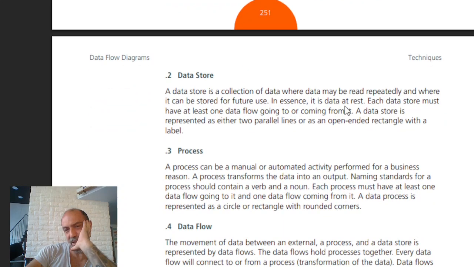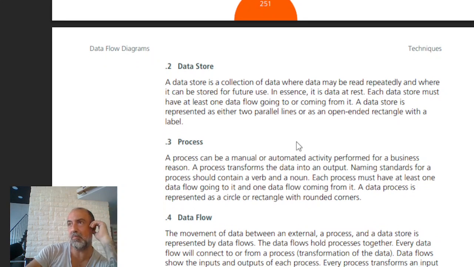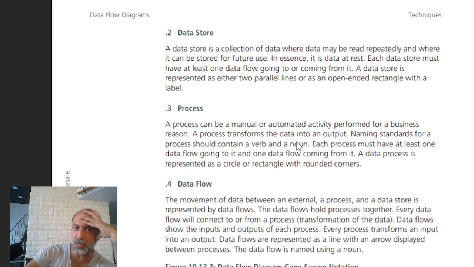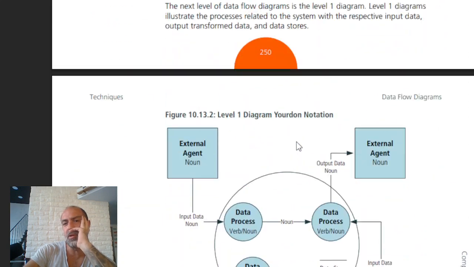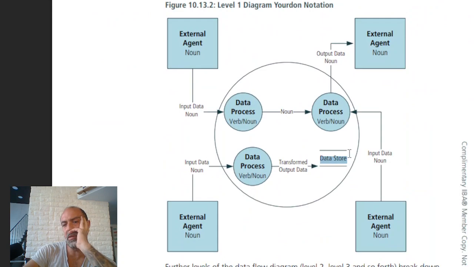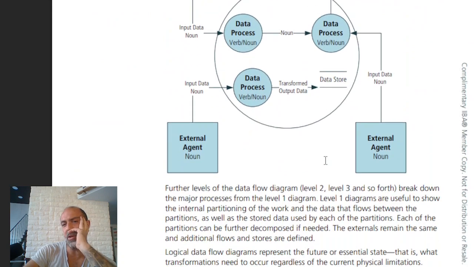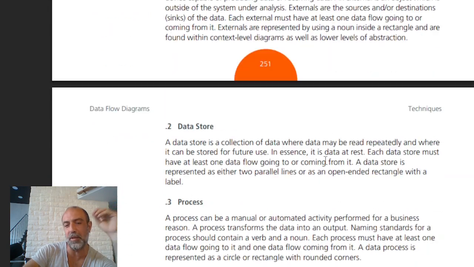A data store is a collection of data where data may be read repeatedly and where it can be stored for future use. Again, I don't know, it's a database. It's a place where data is, where you can reach it and read it and edit it if you want to, or delete it, whatever. A data store is represented as either two parallel lines or an open-ended rectangle with a label. This here, you see it? See the upper line and lower line? They're showing you that this is where the data stopped moving.